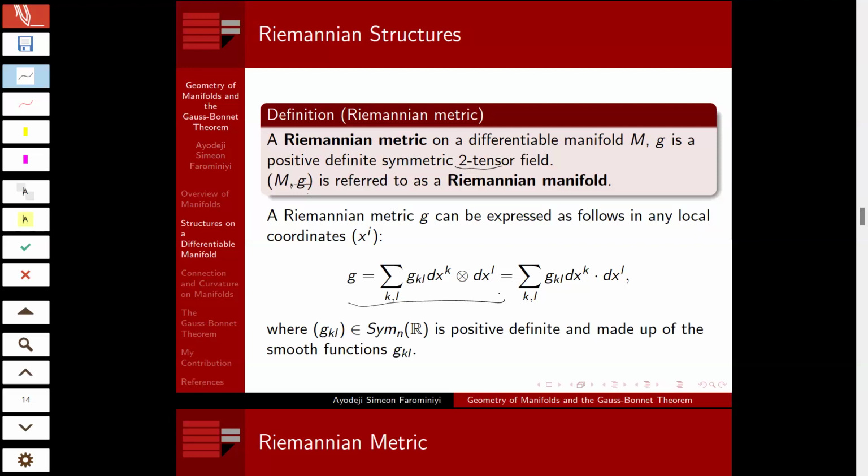And in local coordinates, a Riemannian metric can be expressed as follows, where g_kl is a positive semi-definite matrix, which is made up of smooth functions g_kl.